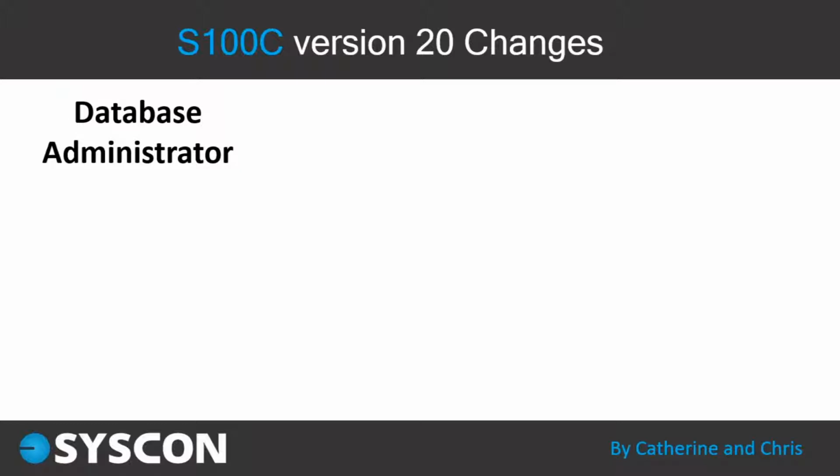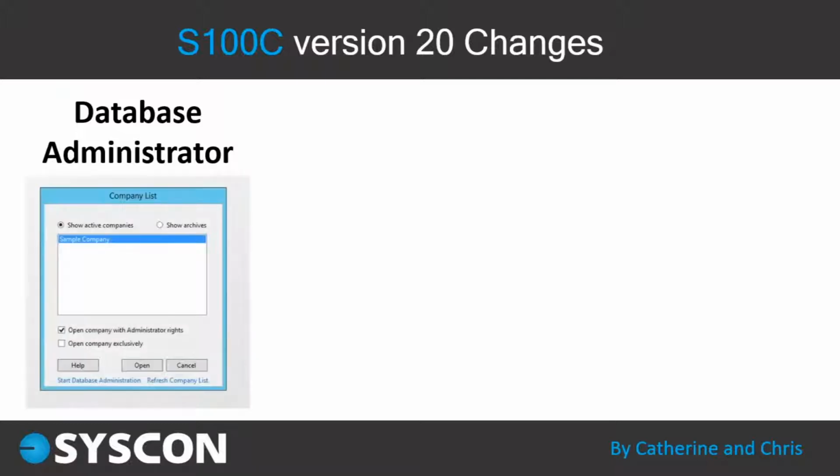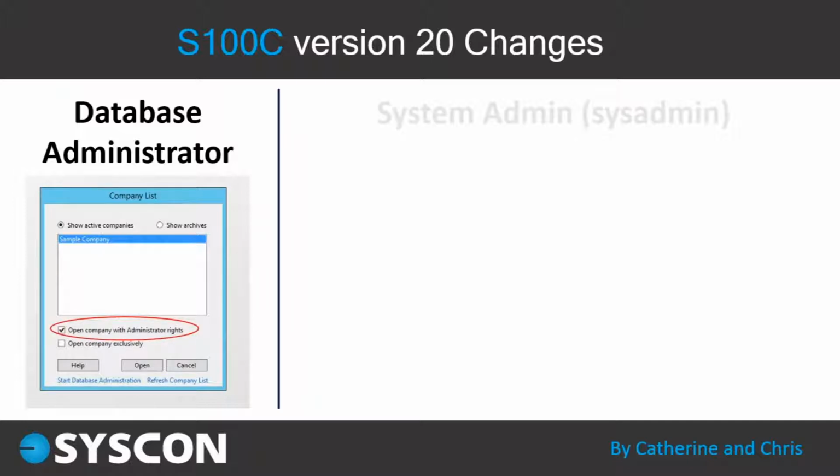So the first thing that we get all the time is, how do I get in as supervisor? And I'm sure most of you have already worked through this, there is no more supervisor. So the replacement for it is that you can let any user be the database administrator. What that means is, go ahead and click one more time for me, Kathy. When you log in and you open a company, you have an open company with administrator rights option. And that is only available to users that have access to it.